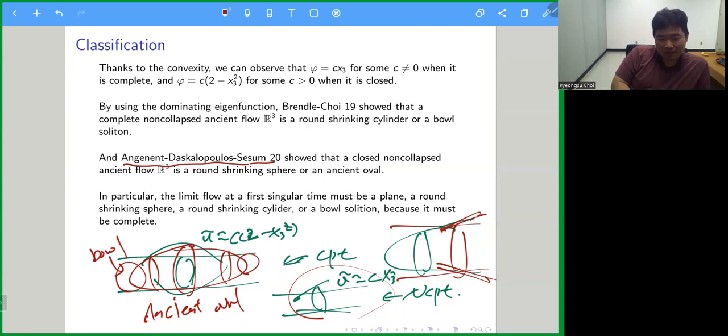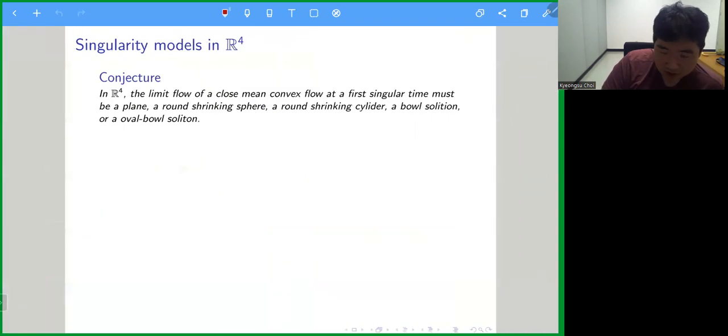So one more thing. If you consider the limit flow at the first singular time, it must be complete, not compact, unless there is a shrinking sphere. And we can think about it. It's a kind of easy, interesting exercise. So at the first singular point, the limit flow must be a plane, a round sphere, a round cylinder, or also an ancient oval. So you can classify all potential limit flows of the closed convex flow. And the conjecture is the R4 case.